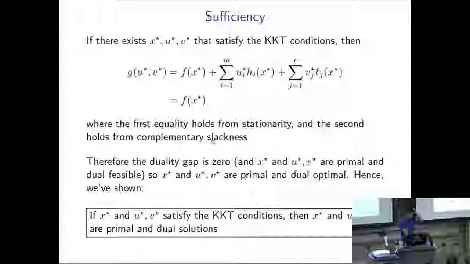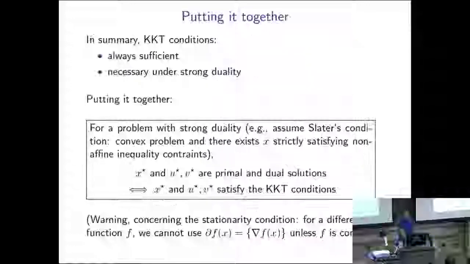So what we've shown, to recap, is that if we have a triplet that satisfies the KKT conditions, then they are primal and dual solutions. There are no caveats. That's always true. The KKT conditions are always sufficient. So if you can verify that they hold, you have a solution. In fact, you have both primal and dual solutions. And they're necessary under strong duality.